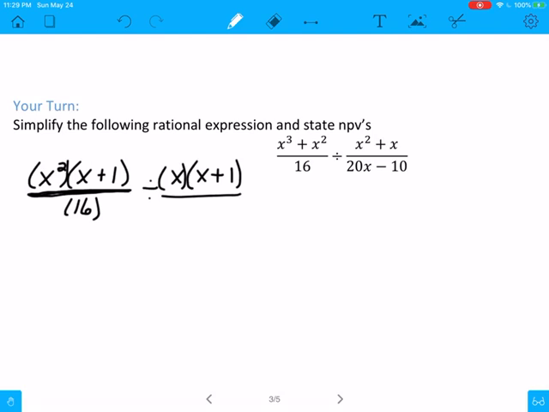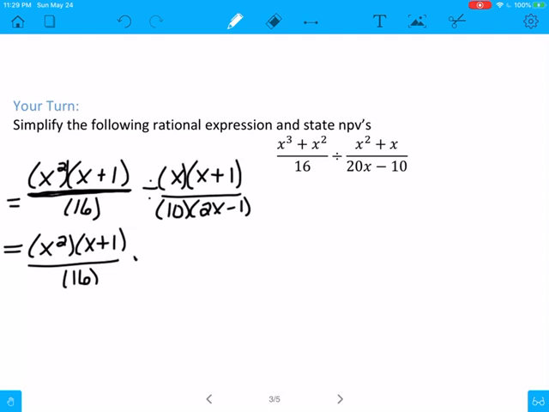Then I have 20x minus 10. I can take out a 10. 20x divided by 10 is 2x. And then negative 10 divided by 10 is negative 1. Wow, that was hard for me to say. All right. Then we can rewrite it with a multiplication and flip the right-hand side. So we have x squared times x plus 1 over 16, times 10, 2x minus 1 over x plus 1.